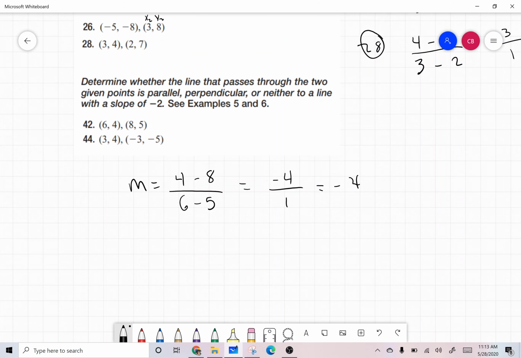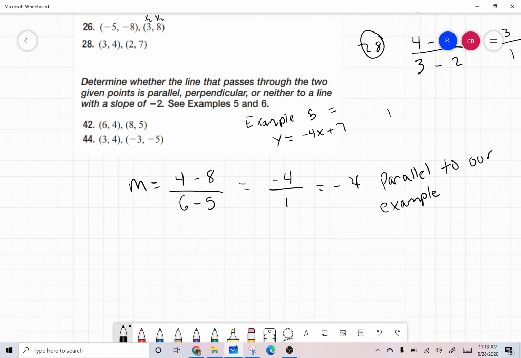And let's say that example 5 is equal to y is equal to negative 4x plus 7. If it was, then this is parallel to our example.